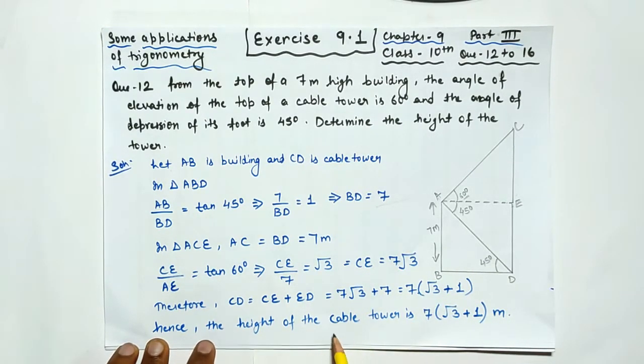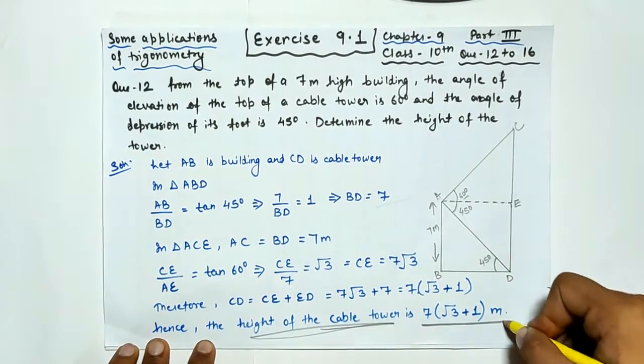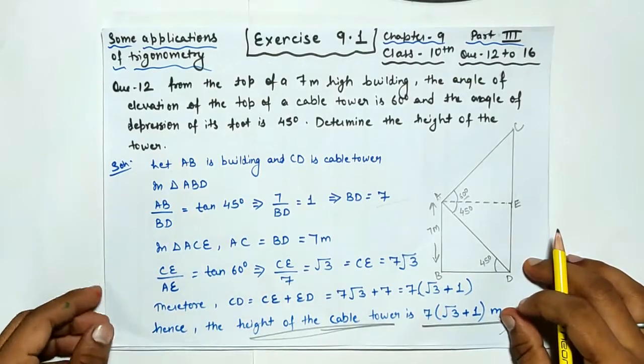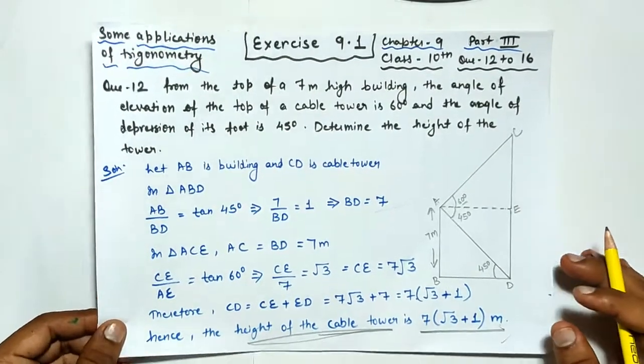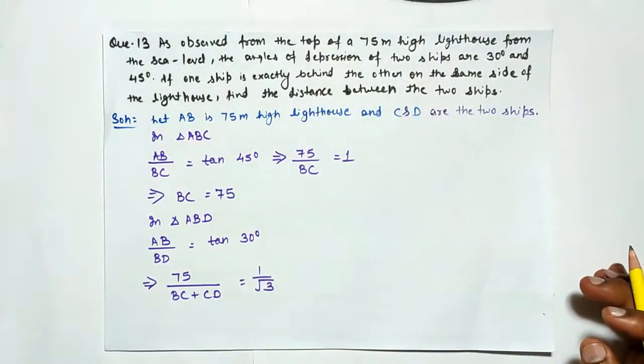Hence, the height of the cable tower is 7 times bracket root 3 plus 1 meters. So this is solved. That is question number 12. Now let's come to the next question, that is question number 13.